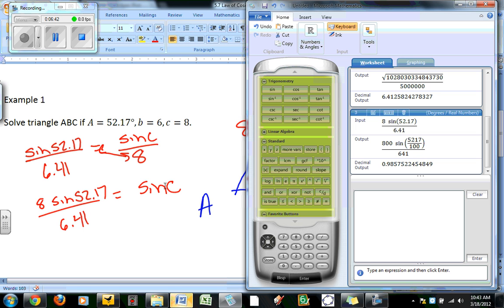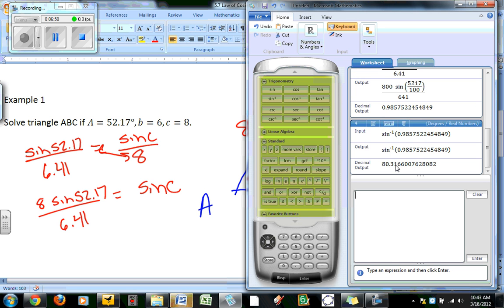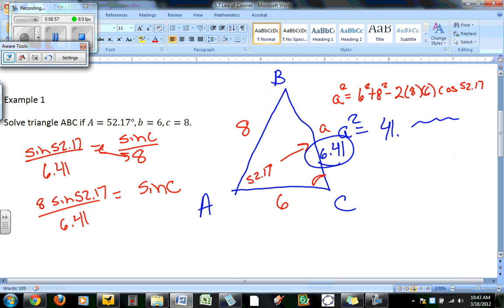I'm still left over with sine of C. In order to solve for C, I had to do the sine inverse of it. So now I have to say the sine inverse of this guy right here, and that is 80.3132 degrees. So 80.32 degrees is C. And then obviously we can find out what B is very easily.